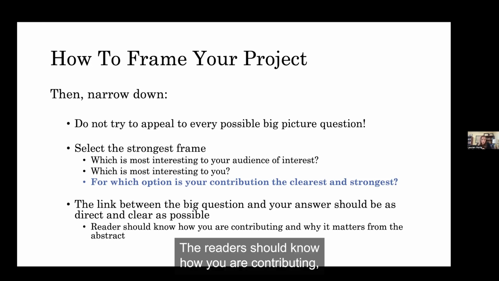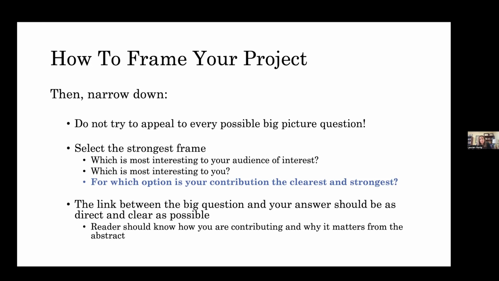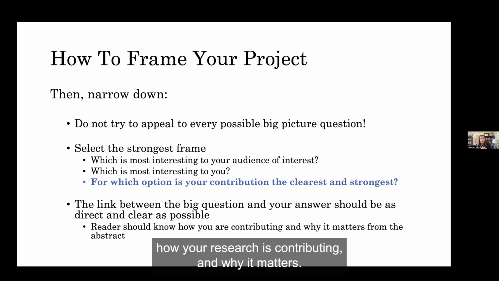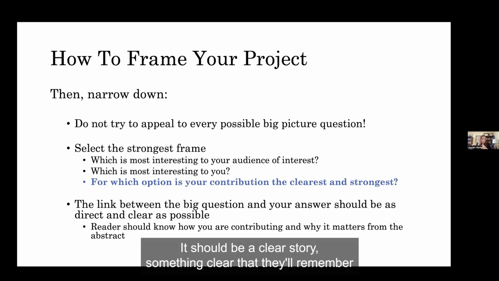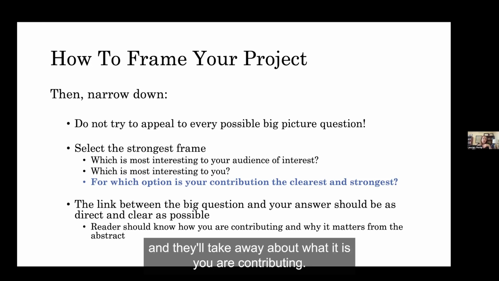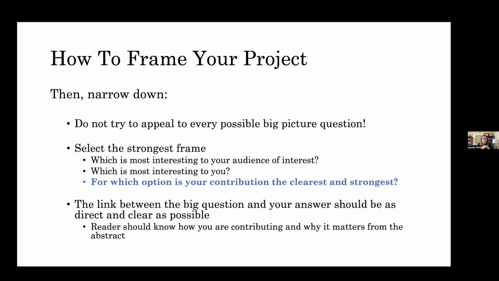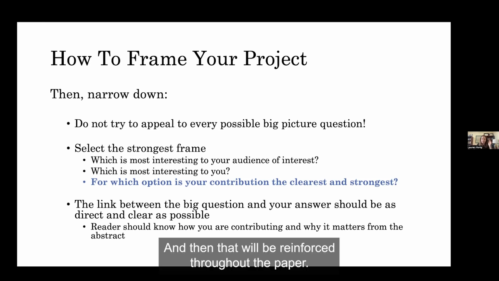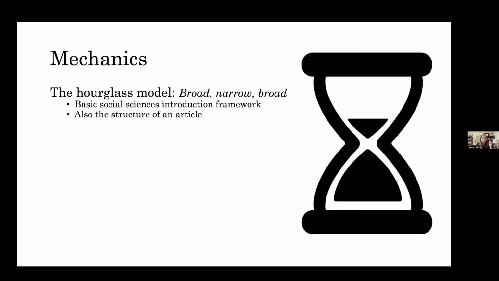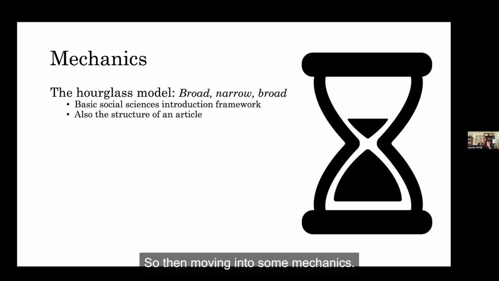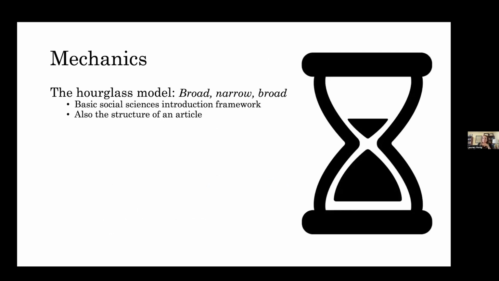The reader should know how your research is contributing, and why it matters, even from the abstract. It should be a clear story, something clear that they'll remember and take away about what it is you are contributing. And then that will be reinforced throughout the paper. Okay, so then moving into some mechanics.